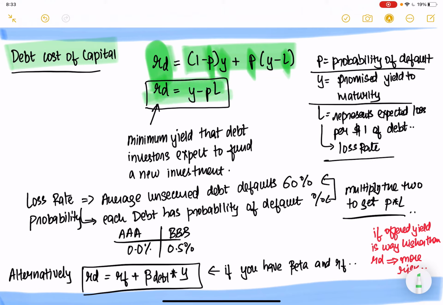If you know the maturity yield of this debt, because you've invested in that debt, and you know the probability of failure, and if you know the loss rate, then you can find out what is the minimum yield that the investors would expect from this investment.